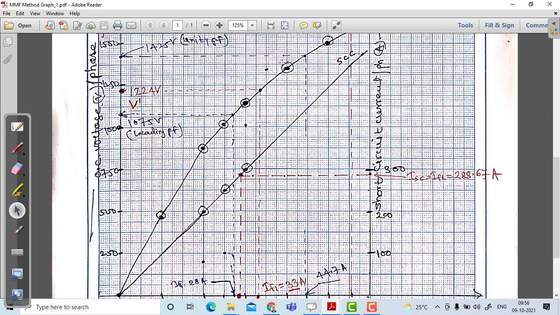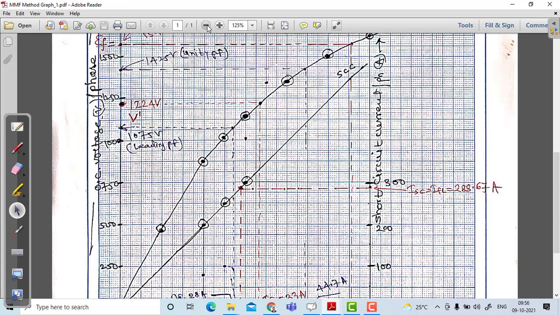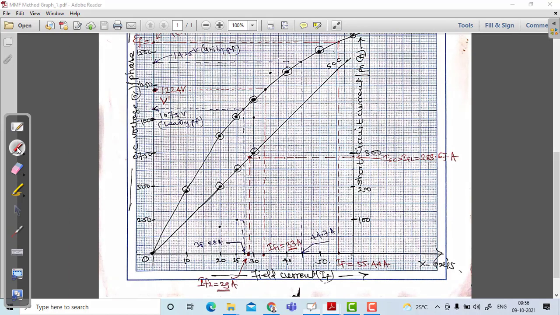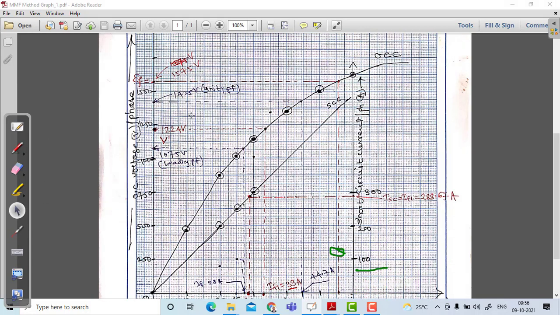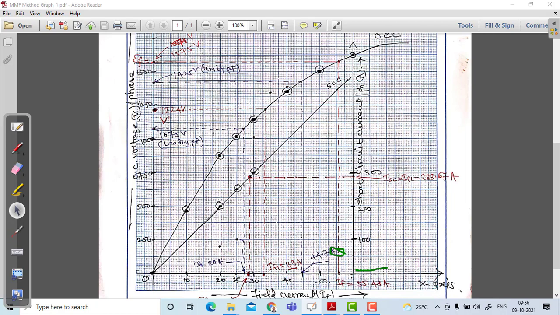Now pay attention. If you observe carefully, this is IF equal to 55.48, and corresponding to this, let us locate on the OCC. The answer is somewhat 1575 volt. This is the answer. Okay, once you have obtained this from step 4, we have to find the voltage regulation.